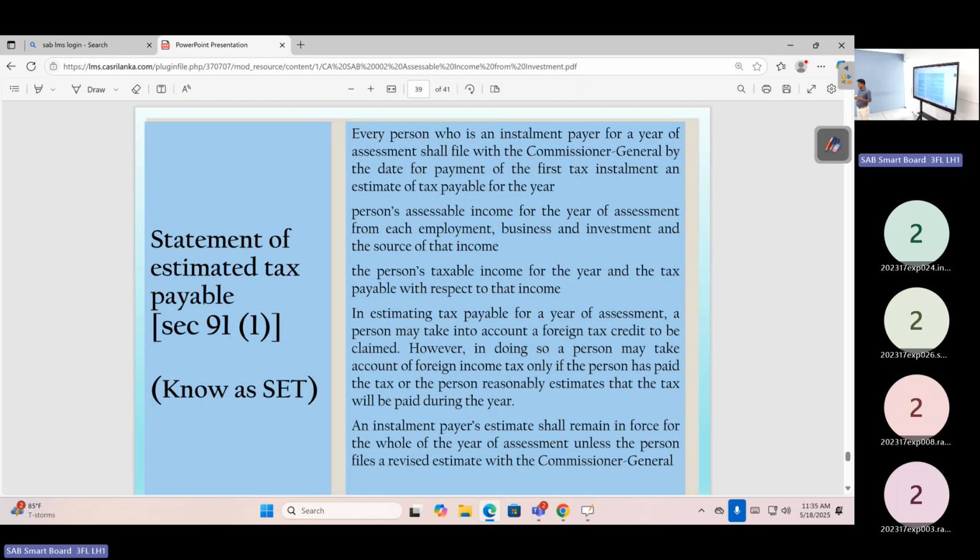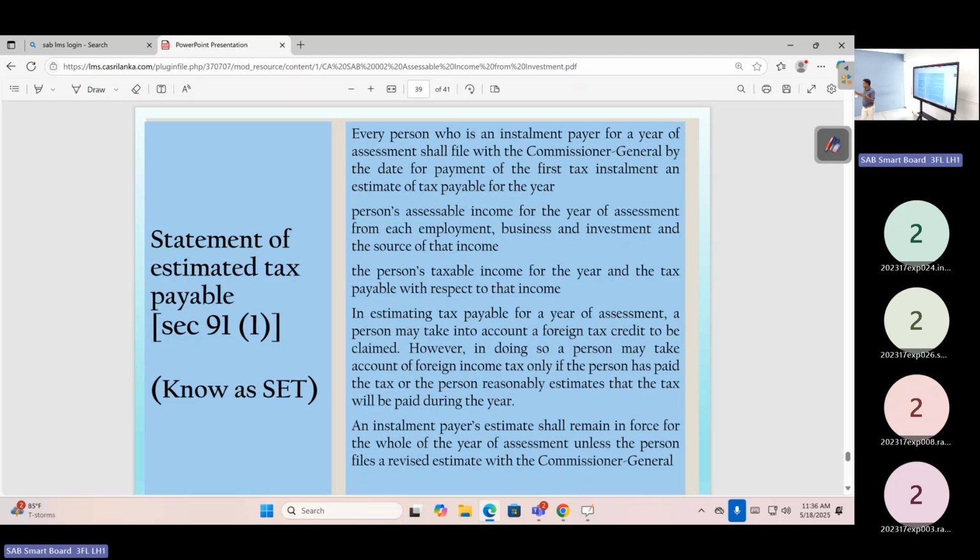If I am an installment taxpayer, I have to make an estimated tax payable for the whole year. Based on that, I should work out the statement of estimated tax payable for the year, and it shall be submitted on or before the due date of the first installment payment. That means by 15 August of the year, I have to make a submission which is called the statement of estimated tax payable, and for the whole year.